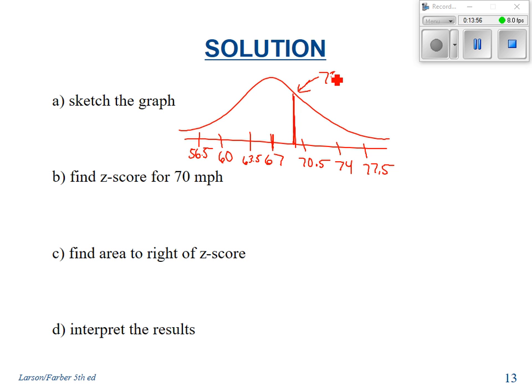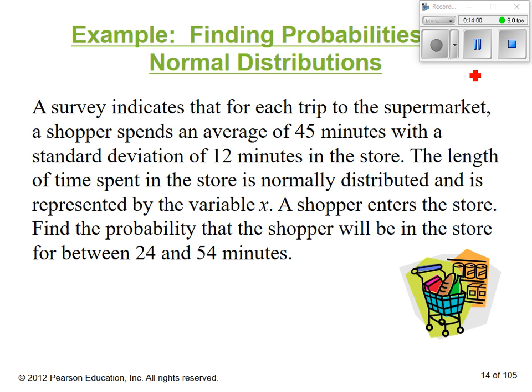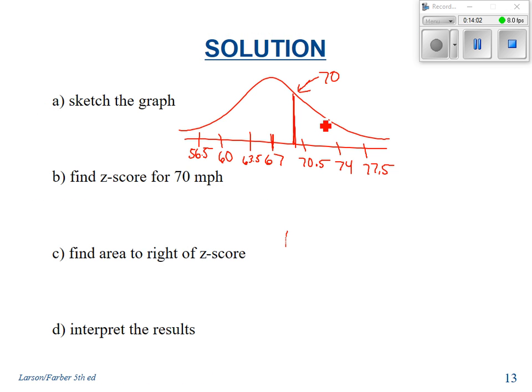So which side do we want? Left or right? Right. We want this right side. We want this area. That's going to be our probability. Now the bad thing with that is we can't actually find that until we change it to a z-score and then do all this other stuff. So we're going to change 70 miles per hour into a z-score.